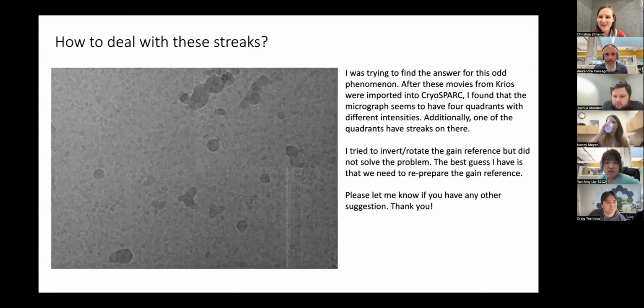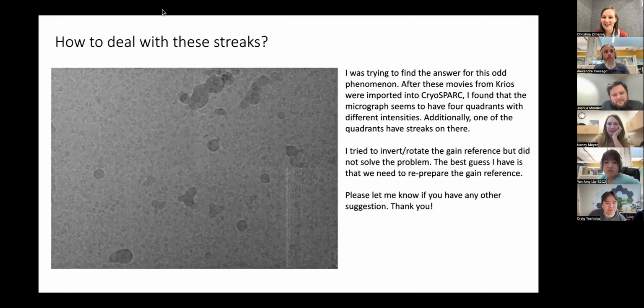All right. So here's another image we got. Someone saw these streaks and thinks they might know the problem, that it's with the gain, and is having trouble fixing it. So I'm going to turn it over to the experts to opine.